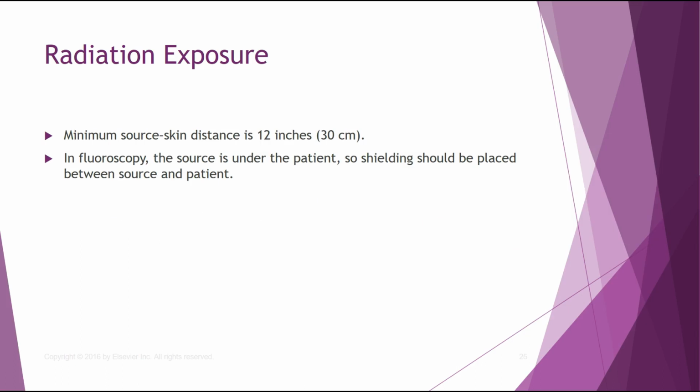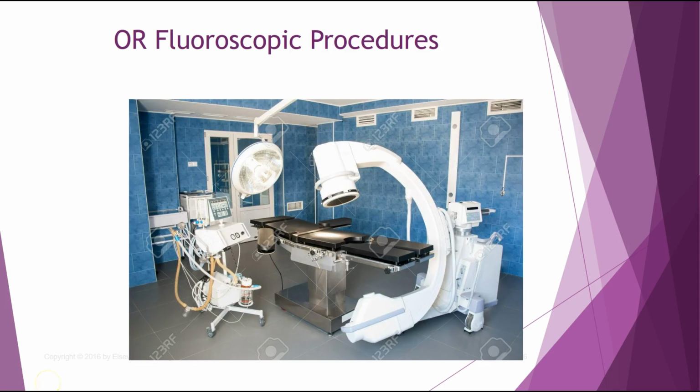Okay, radiation exposure. Minimum source to skin distance is 12 inches. We know that from radiation protection. And in fluoro, the source is always under the patient, so shielding should be placed between the source and the patient if shielding can be put in. Okay? Okay, next we have OR fluoroscopic procedures.